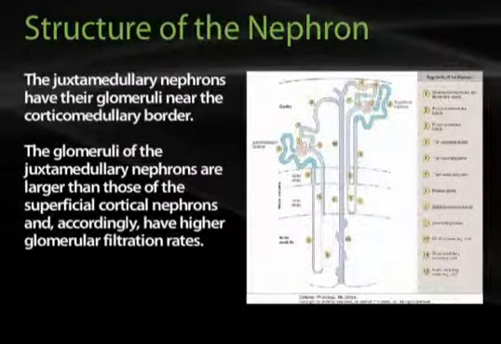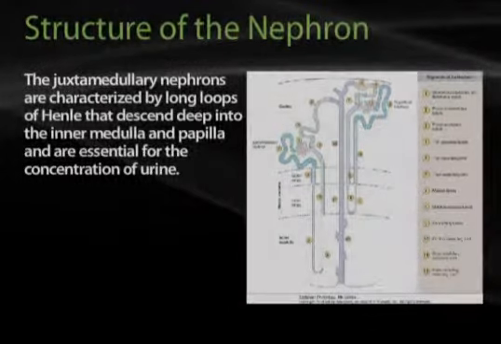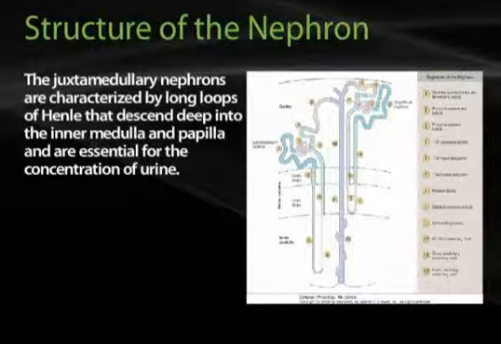The juxtamedullary nephrons have their glomeruli near the corticomedullary border. The glomeruli of the juxtamedullary nephrons are larger than those of the superficial cortical nephrons, and accordingly have higher glomerular filtration rates. The juxtamedullary nephrons are characterized by long loops of Henle that descend deep into the inner medulla and papilla and are essential for the concentration of urine.